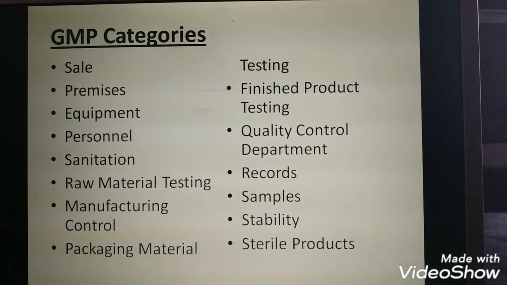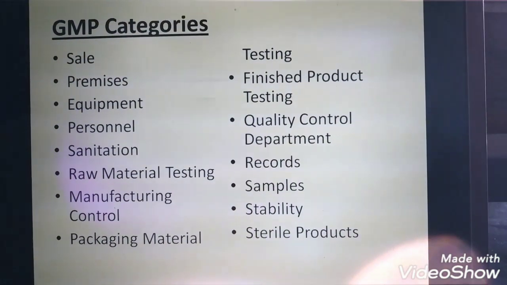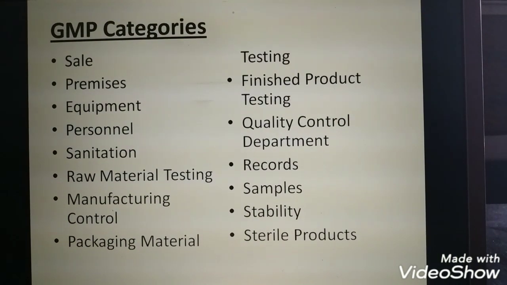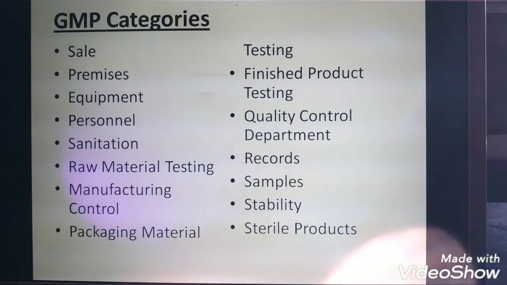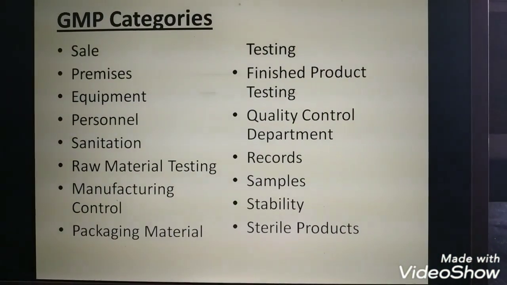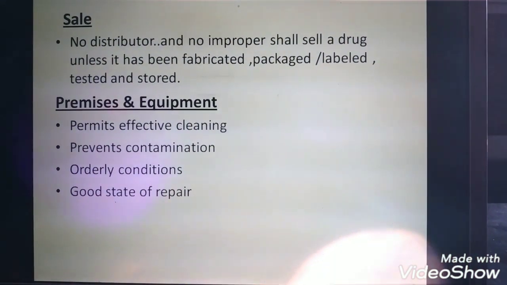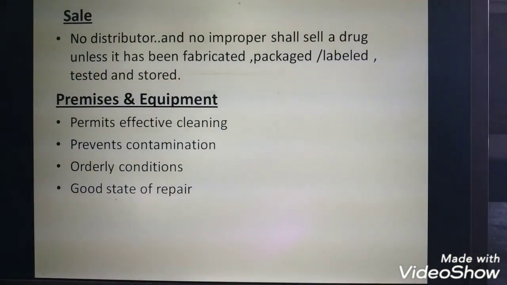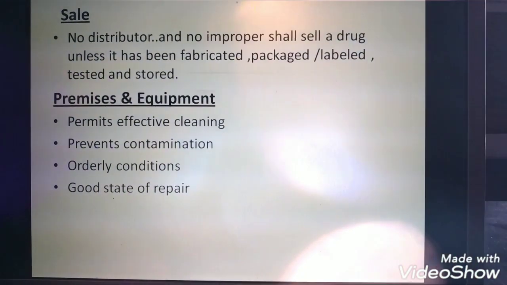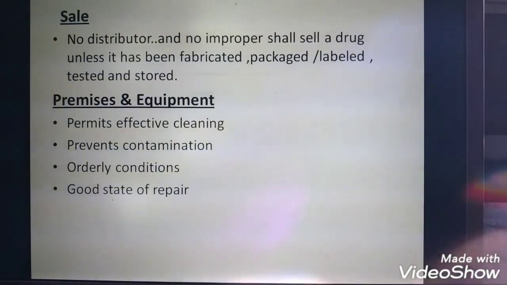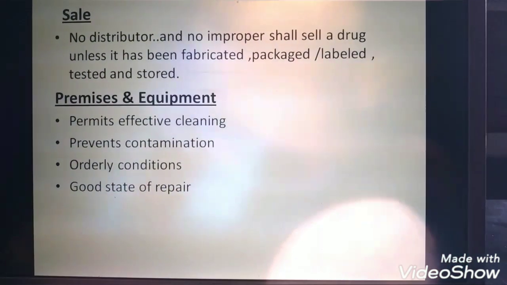GMP categories: sale, premises, equipment, personnel, sanitation, raw material testing, manufacturing control, packaging material testing, finished product testing, quality control department, records, samples, stability, sterile product. First, sale: no distributor and no improper sale of a drug unless it has been fabricated, packaged, labeled, tested and stored. Premises and equipment: permits effective cleaning, prevent contamination, orderly conditions, good state of repair.